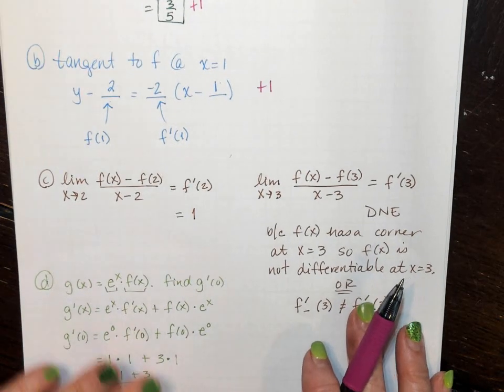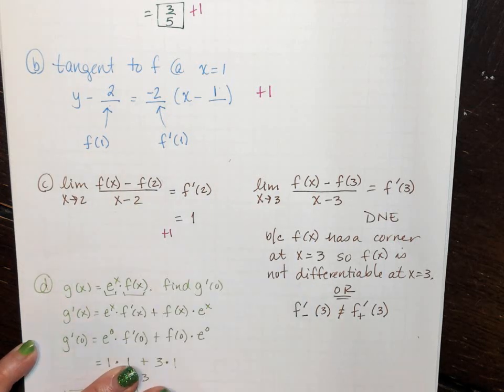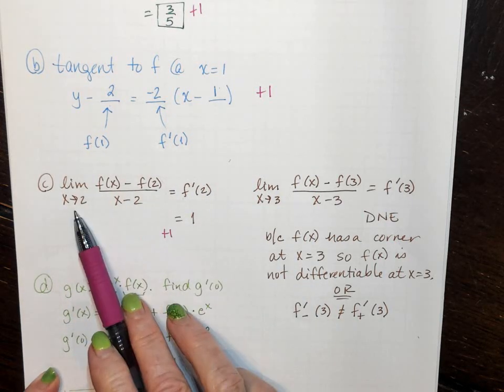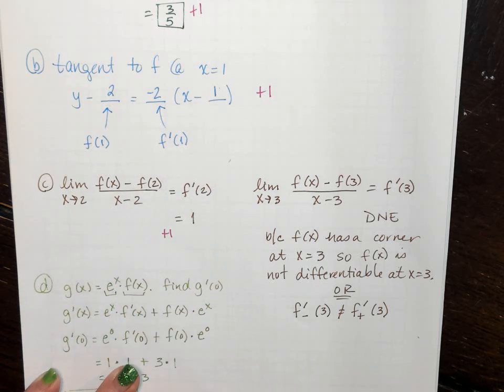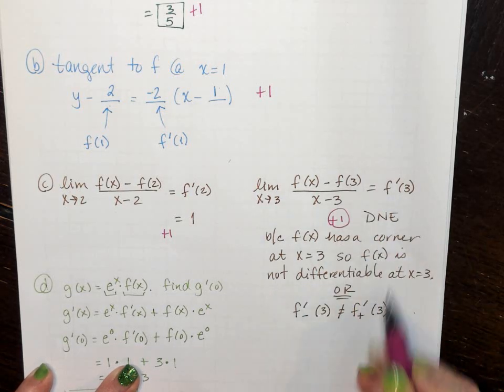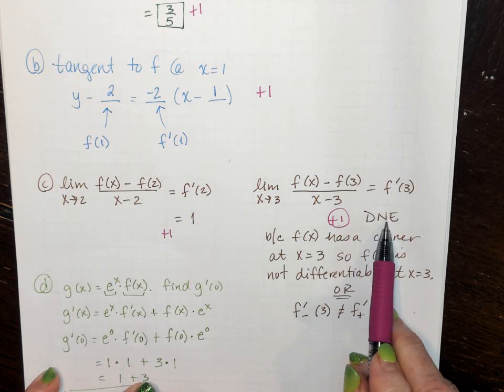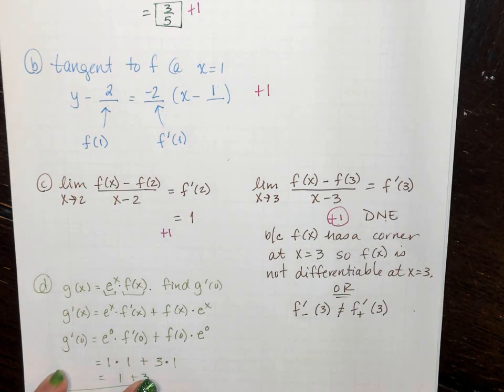Part C, you'll get 1 point for this answer here for the limit as x approaches 2 of f of x minus f of 2 all over x minus 2. And you will get 1 point for this one, answer with reason. So you need to say it does not exist, and you have to explain why. Either of those answers is acceptable.